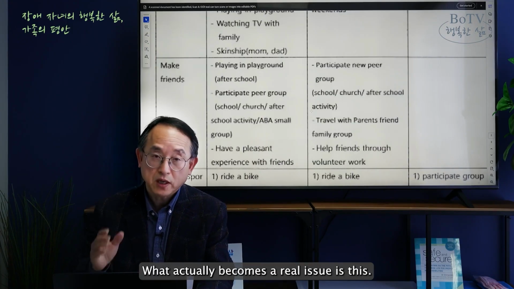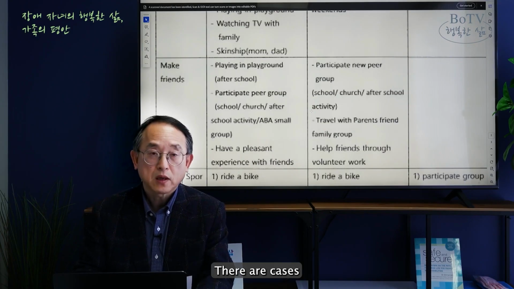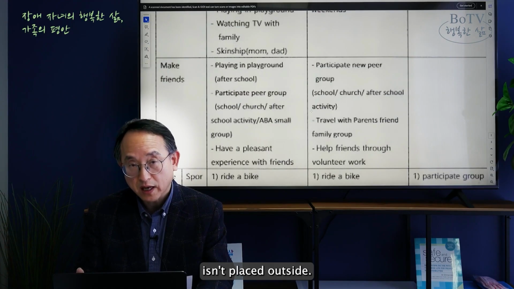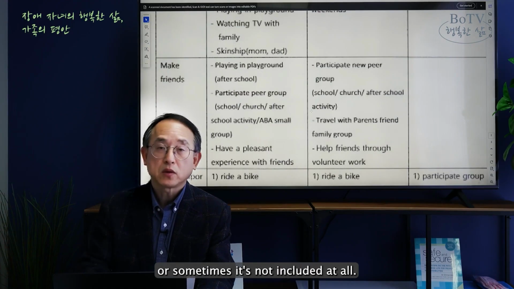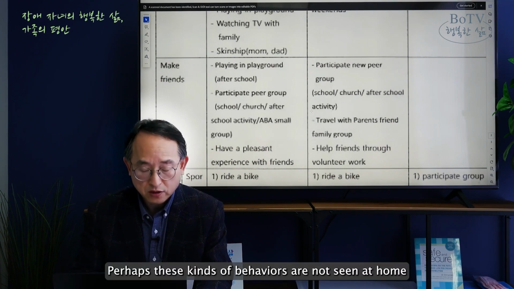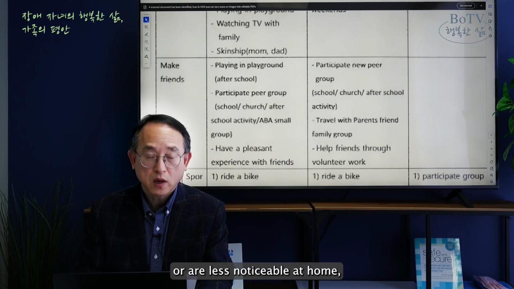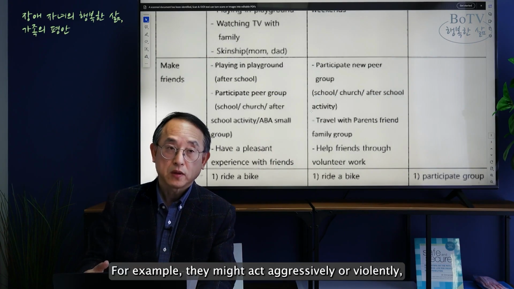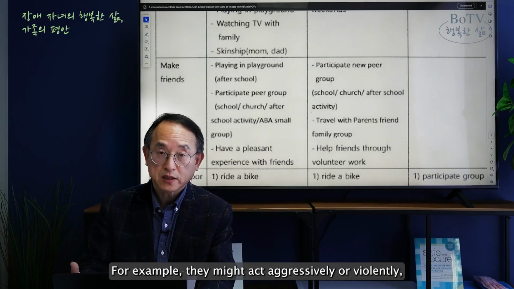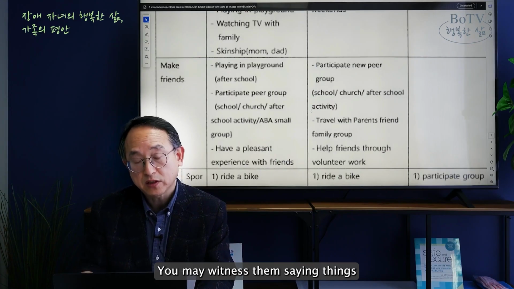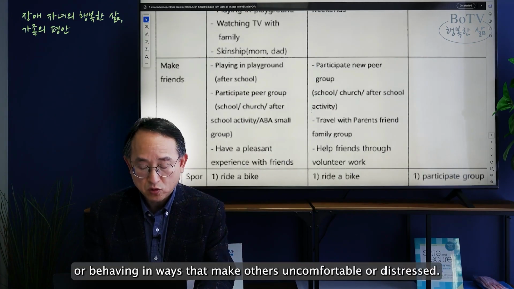What actually becomes a real issue is this: there are cases where something that absolutely should be outside the boundary isn't placed outside. In other words, sometimes it's kept inside, or sometimes it's not included at all. In other words, it's an area that absolutely needs to be improved for themselves, but it's missing. Perhaps these kinds of behaviors are not seen at home or are less noticeable at home, but are much more apparent outside. For example, they might act aggressively or violently, say harsh things, or speak negatively to others. You may witness them saying things or behaving in ways that make others uncomfortable or distressed.